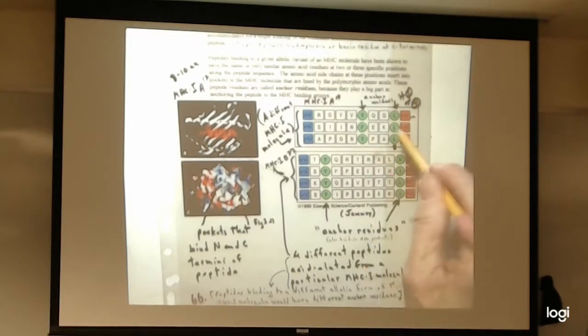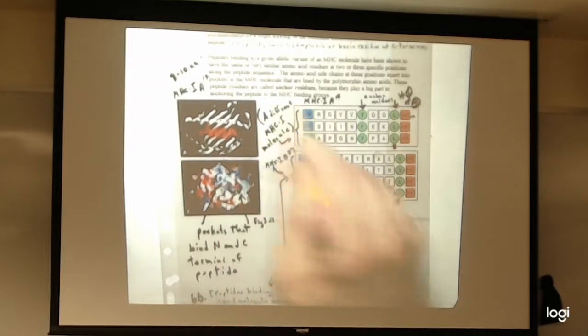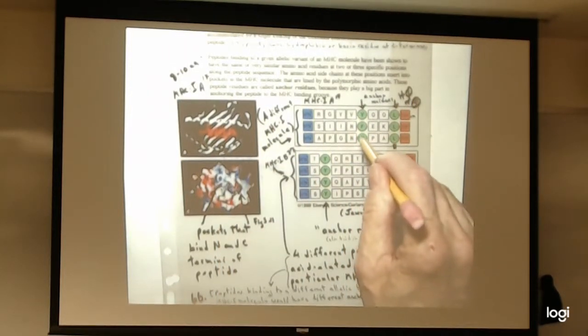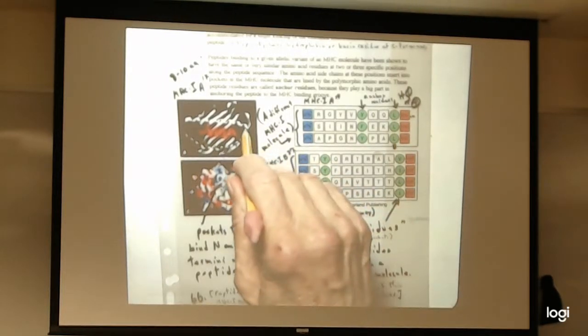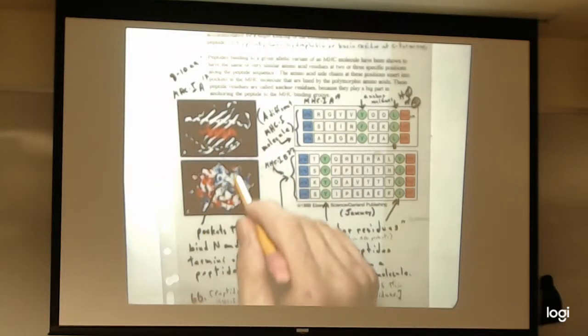Well, these are the anchor residues. So for this MHC1 molecule, we must have tyrosine or phenylalanine at position 5, and we must have leucine at the end. Now, let's take a look at another MHC protein.